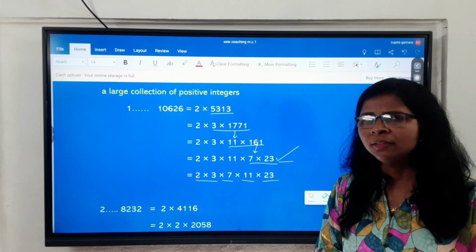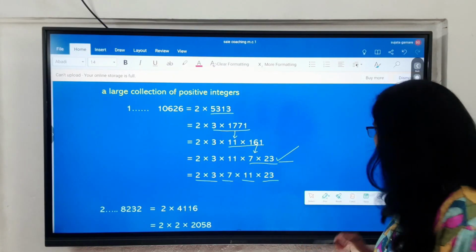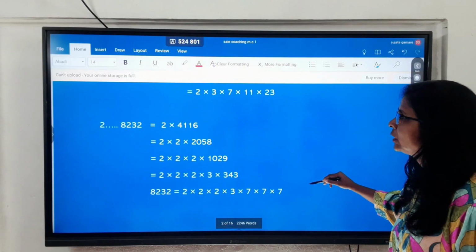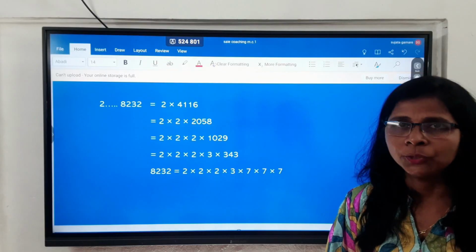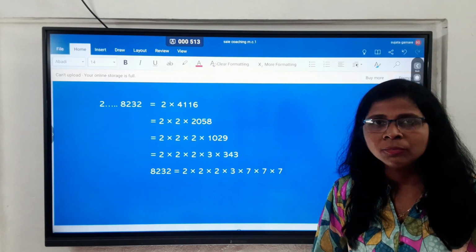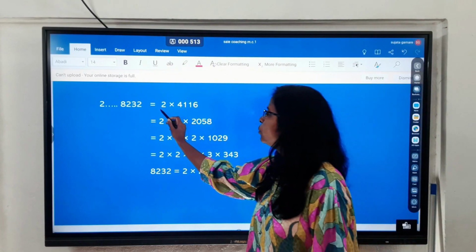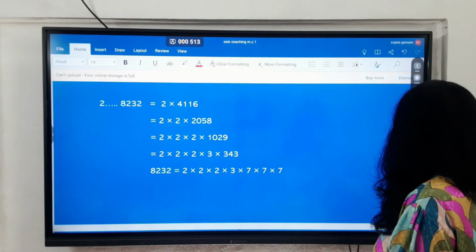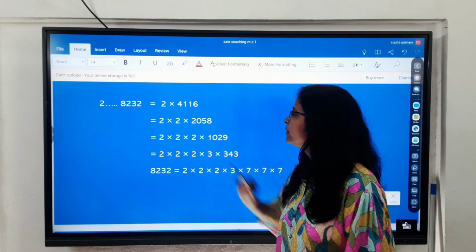Now let us see a second example to make this point very clear. Here the second example is 8,232. It is a large number. So I see the unit place digit; the unit place has a 2, so this number is divisible by 2. So the factors are 2 into 4,116.